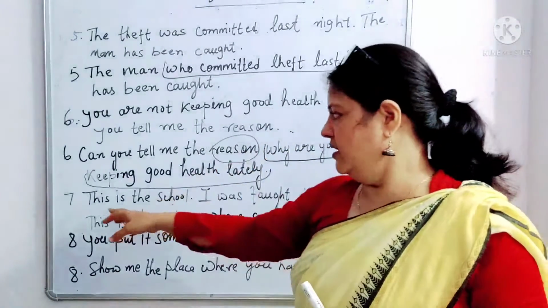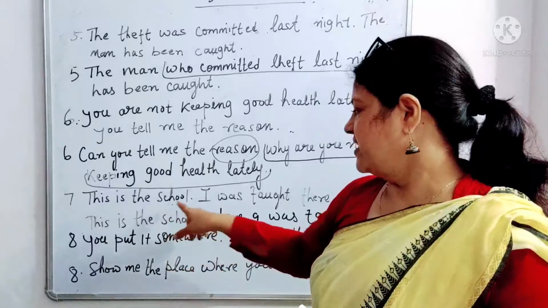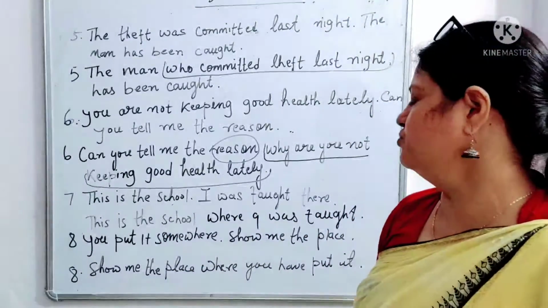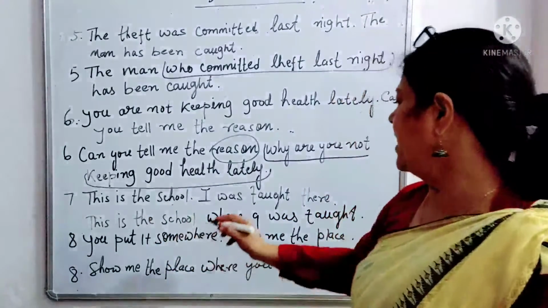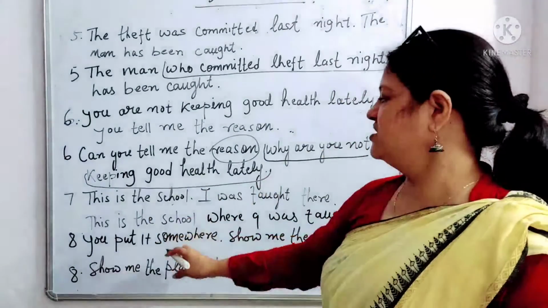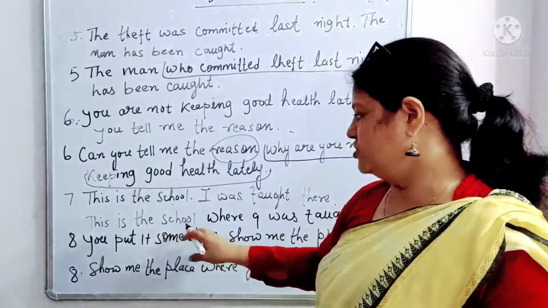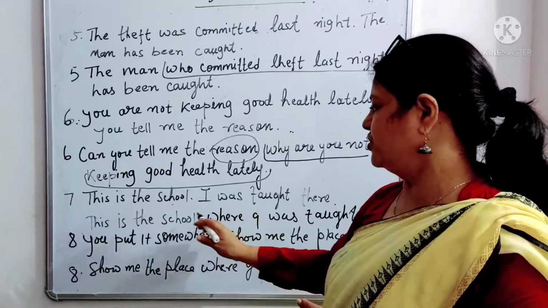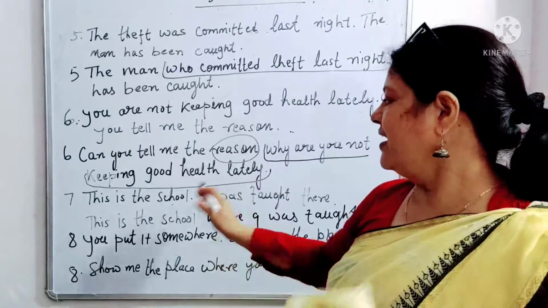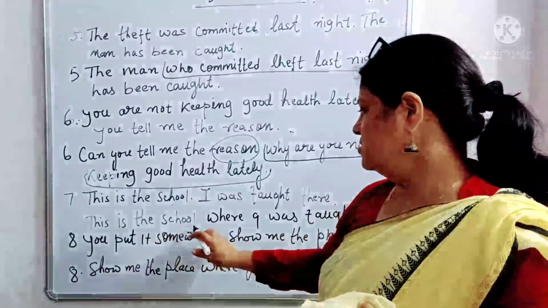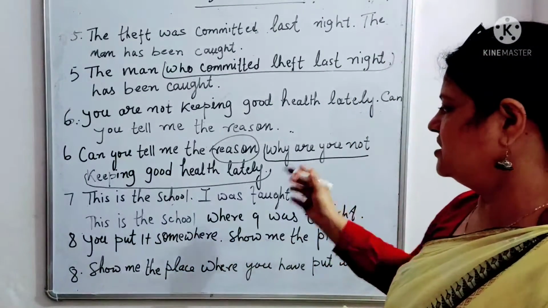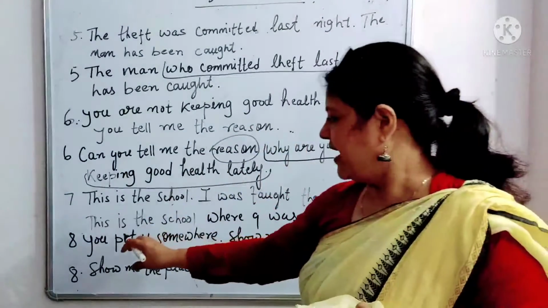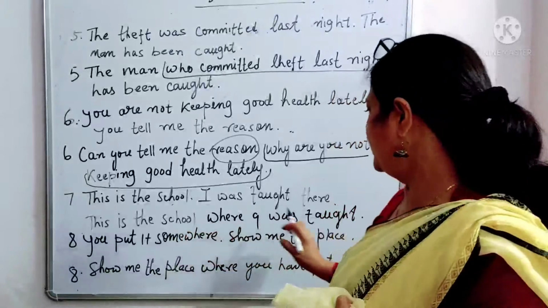Now let's see number 7 example. This is the school I was taught here. So here we find two sentences. I have added it like this. This is the school. Since we have a school in the principal clause, the subordinate clause should come after this noun, qualifying this noun. Okay. So this is the school where I was taught. This conveys the same meaning.